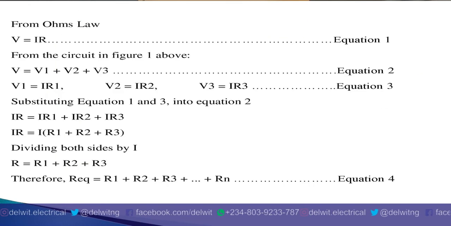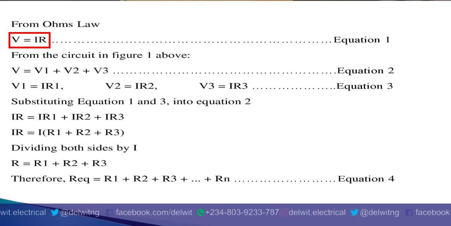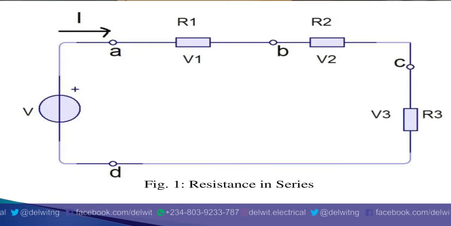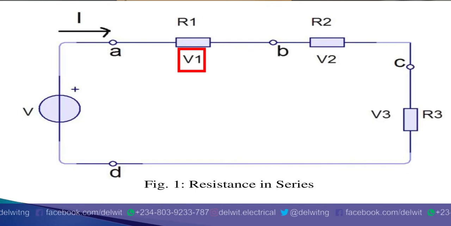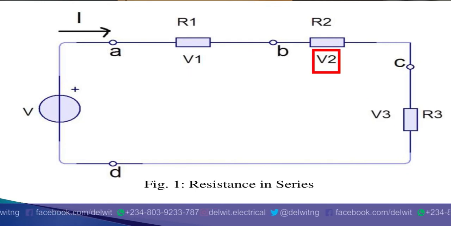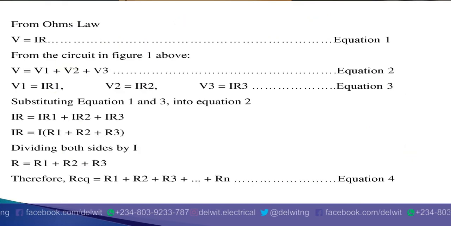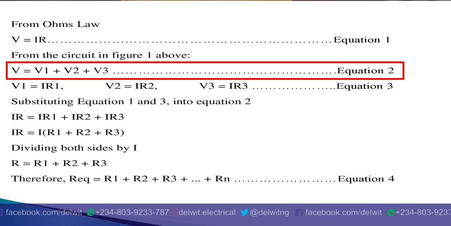Now, from our calculation of Ohm's law, we got a formula in our equation 1 in which we said V is equal to IR. That's equation 1, standard Ohm's law, where V is the voltage, I is the current, and R is resistance. Now, from this circuit, this is our source voltage. The voltage across R1 is V1. Voltage across R2 is V2. Voltage across R3 is V3. So the total voltage VT, which is our V, is the sum total of V1, V2, and V3. And that serves as our equation 2.